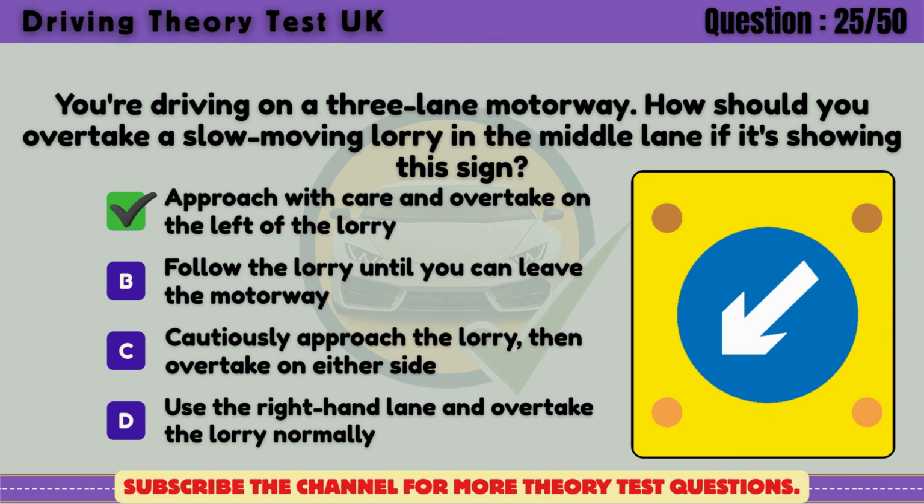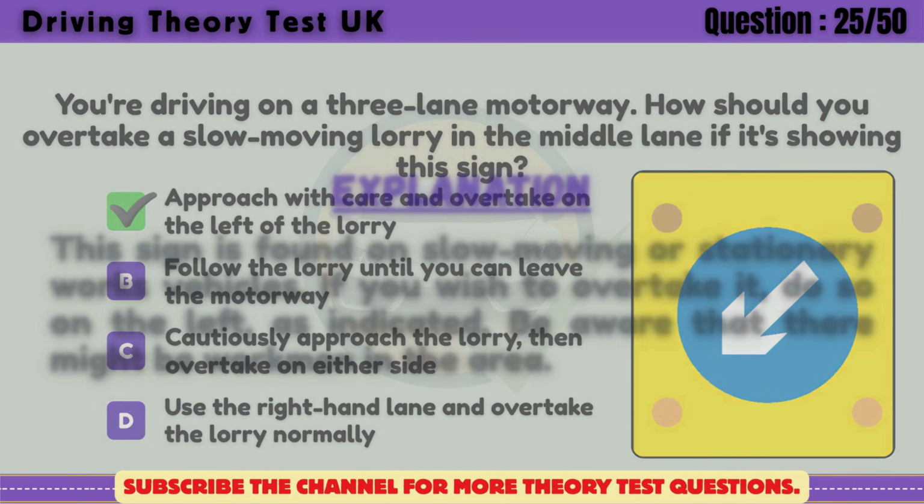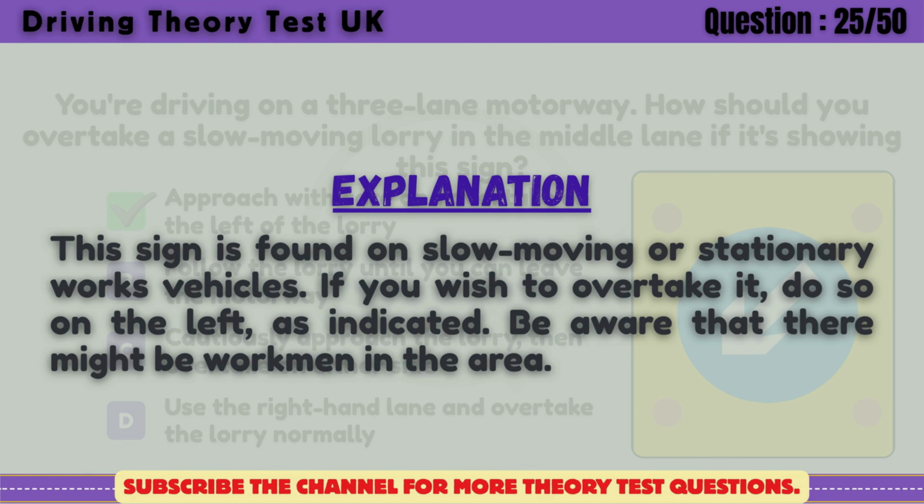Answer is A. Approach with care and overtake on the left of the lorry. This sign is found on slow-moving or stationary works vehicles. If you wish to overtake it, do so on the left, as indicated. Be aware that there might be workmen in the area.